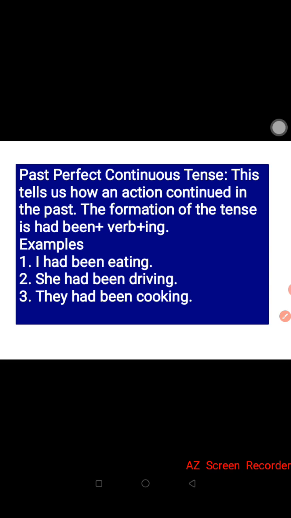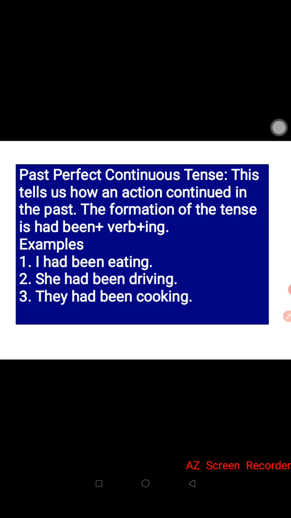The last but not the least is the past perfect continuous tense. This tells us how an action continued in the past. The formation of the tense is had been plus verb plus ing. You must put a noun.